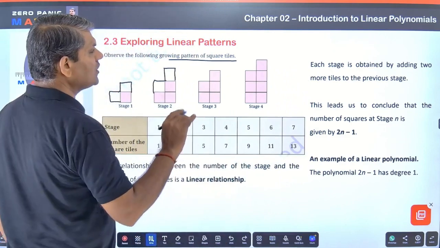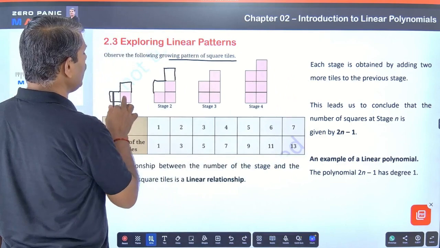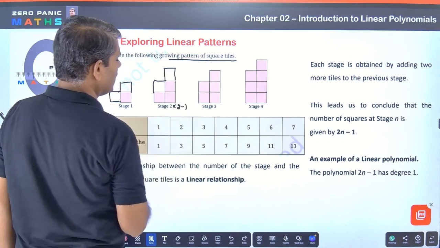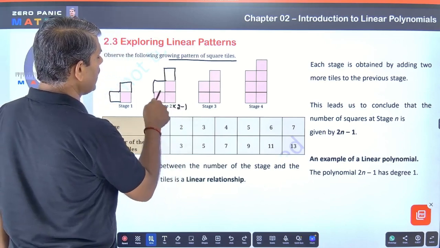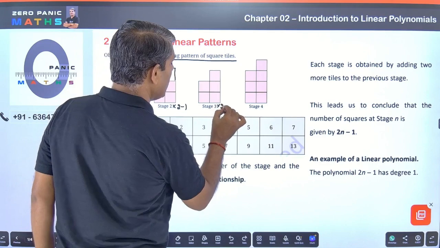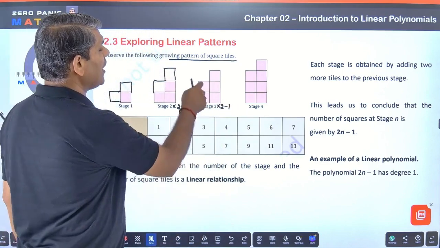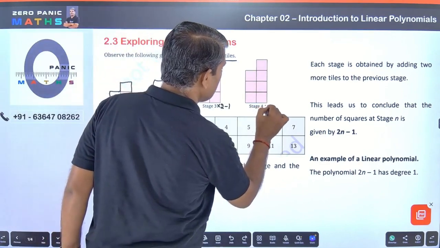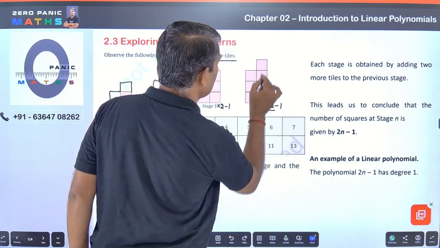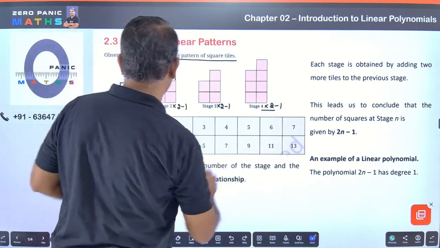Now this can be generalized in a form that at every stage it is 2 into the stage number minus 1. 2 into 2 is 4, minus 1, so it is totally 3 here. Here also, 3 into 2 minus 1. It is 2 times the stage minus 1. So here it is 4 into 2 minus 1. 4 into 2 is 8, minus 1, it is 7. This table actually gives the information of that only.